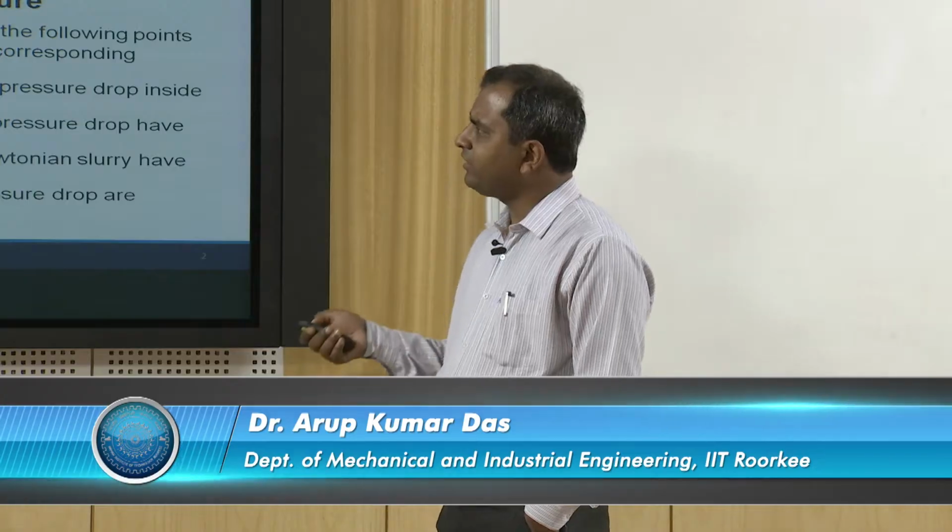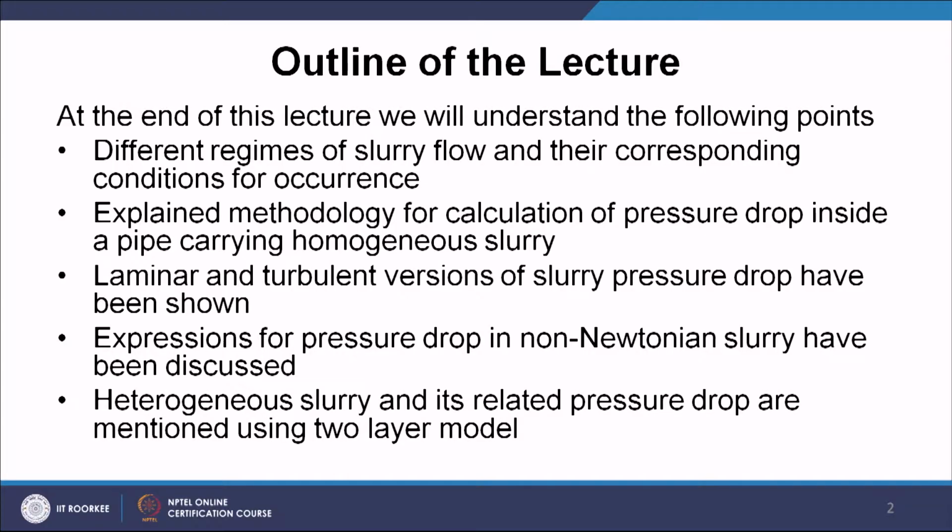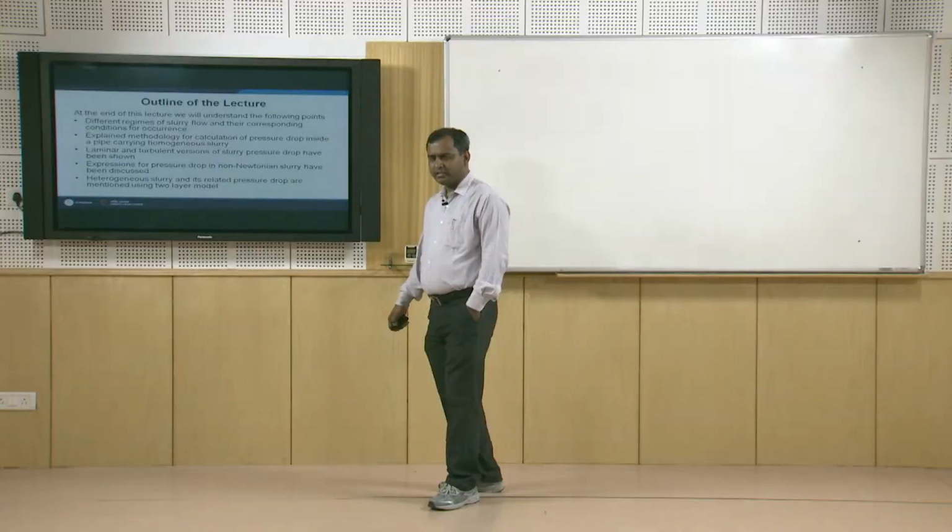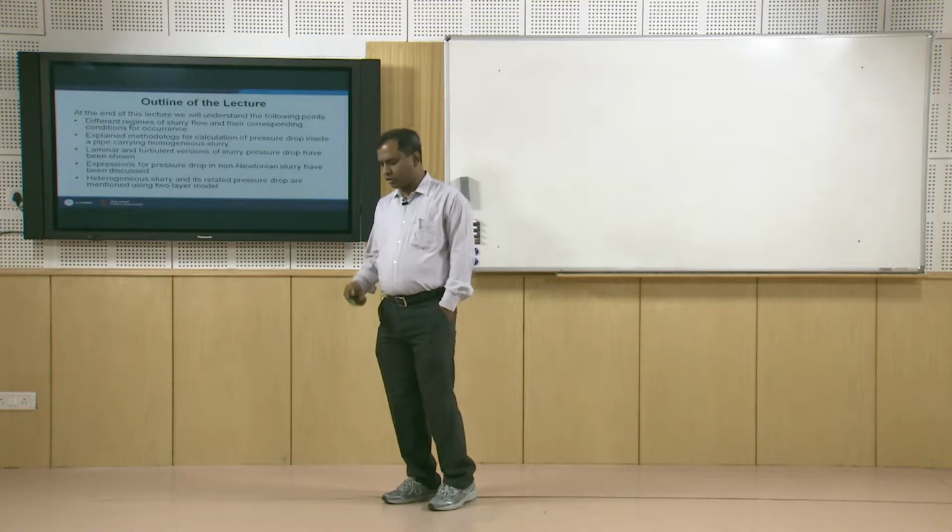We will be understanding different regimes of solid liquid slurry flow and their corresponding conditions for occurrence. We will be explaining methodologies for calculation of pressure drops inside a pipe carrying slurry flow. We will be seeing what the slurry pressure drop is in the laminar and turbulent regimes. We will be expressing the pressure drop for non-Newtonian slurry, and finally we will be showing you how heterogeneous slurry can be tackled and its related pressure drop can be calculated. In this context we will be introducing the two layer model.